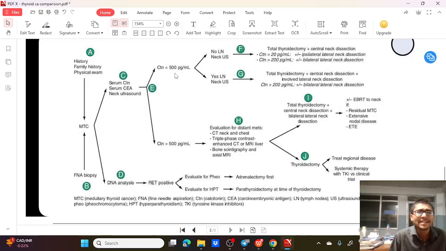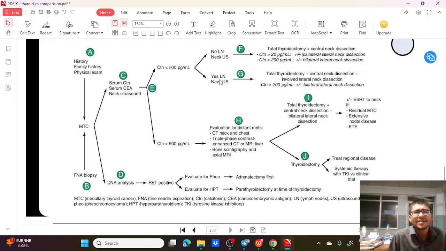When the calcitonin is less than 500 and there are no neck lymph node positive, then here we go for a total thyroidectomy with central neck dissection, and depending on the calcitonin levels, we'll be going for ipsilateral lateral neck dissection when it is more than 20 and bilateral lateral neck dissection when it is more than 200. So this is a special scenario.